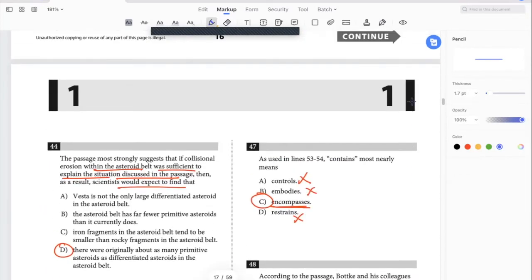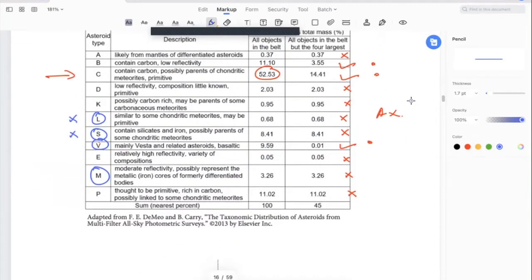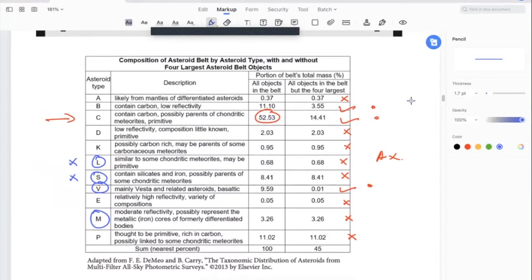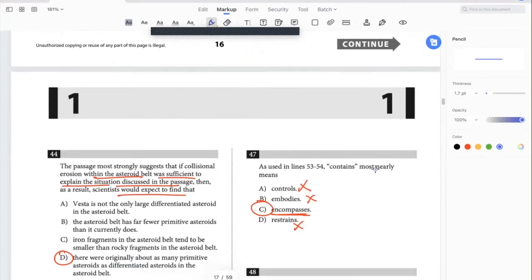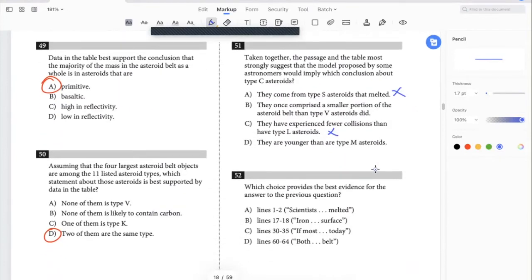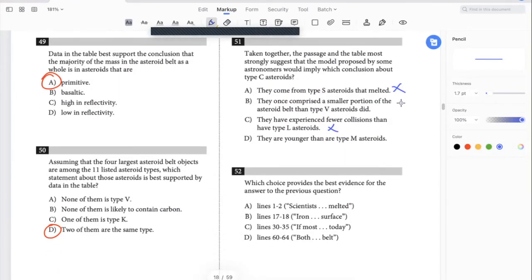Okay, so type V, mainly Vesta-related asteroids. On the face of it, I'm interested in the type V option because we talk about Vesta in the passage. So let me just look at that again. They once comprised a smaller portion of the asteroid belt than type V asteroids did. A smaller portion of the asteroid belt.